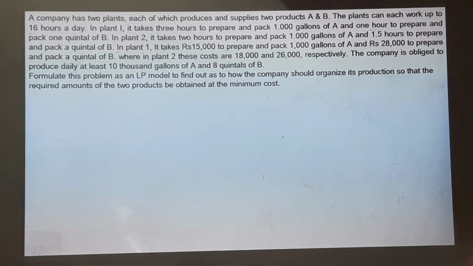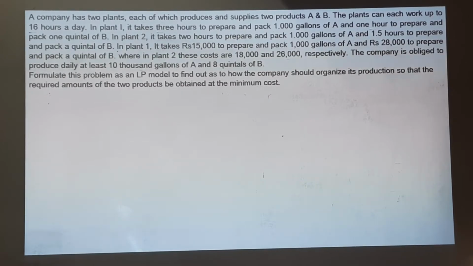A company has two plants, each of which produces and supplies two products A and B. The plants can each work up to 16 hours a day. In plant 1 it takes 3 hours to prepare and pack 1000 gallons of A, 1 hour to prepare and pack 1 quintal of B. In plant 2 it takes 2 hours to produce and pack 1000 gallons of A and 1.5 hours to prepare and pack a quintal of B.